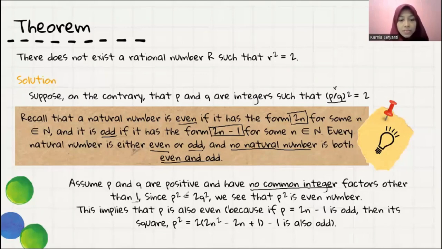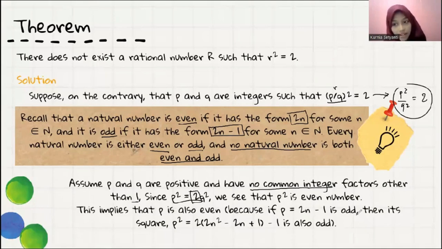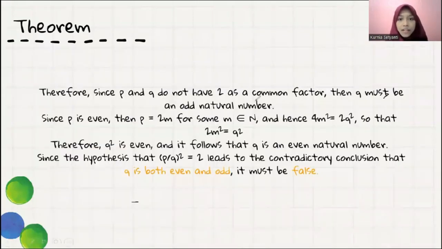Since (p/q) squared is equal to 2, from this equation we can write p squared over q squared is equal to 2, right? So we can write this as p squared equals 2q squared. We see that p squared is an even number, right? This implies that p is also even, because if p is odd, p equals 2n minus 1, then its square, p squared, is 2 times (2n squared minus 2n plus 1) minus 1, which is also odd. And therefore, since p and q don't have 2 as a common factor, they have common factor 1, then q must be an odd natural number.